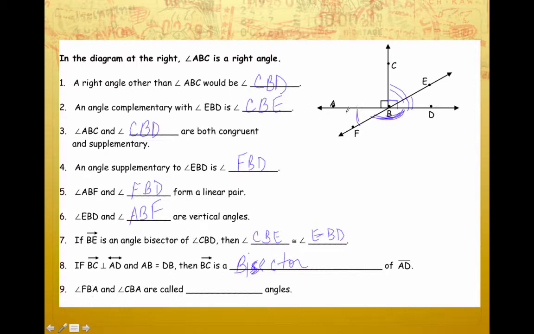Angle FBA, so this one here, and CBA, there are called adjacent. They're not really anything else to each other. They're not supplementary, they're not complementary.